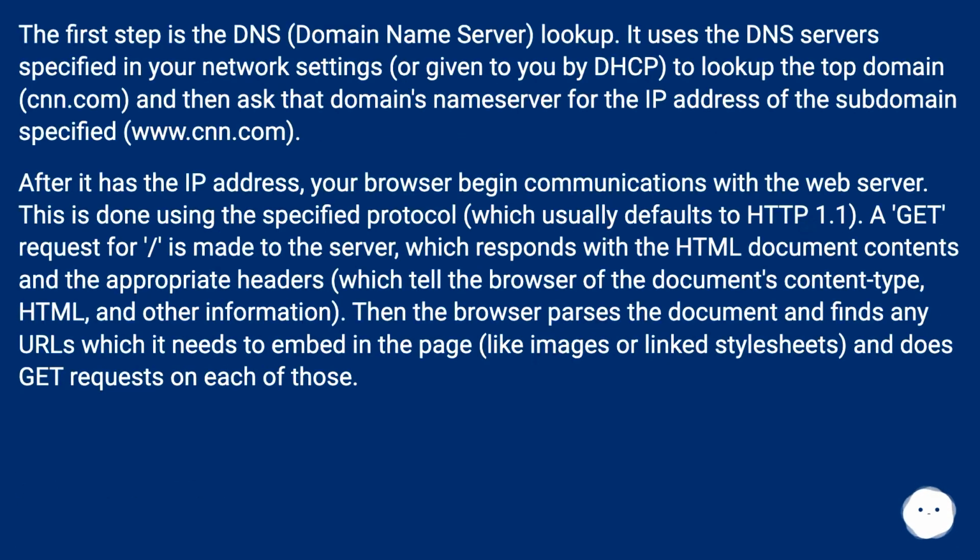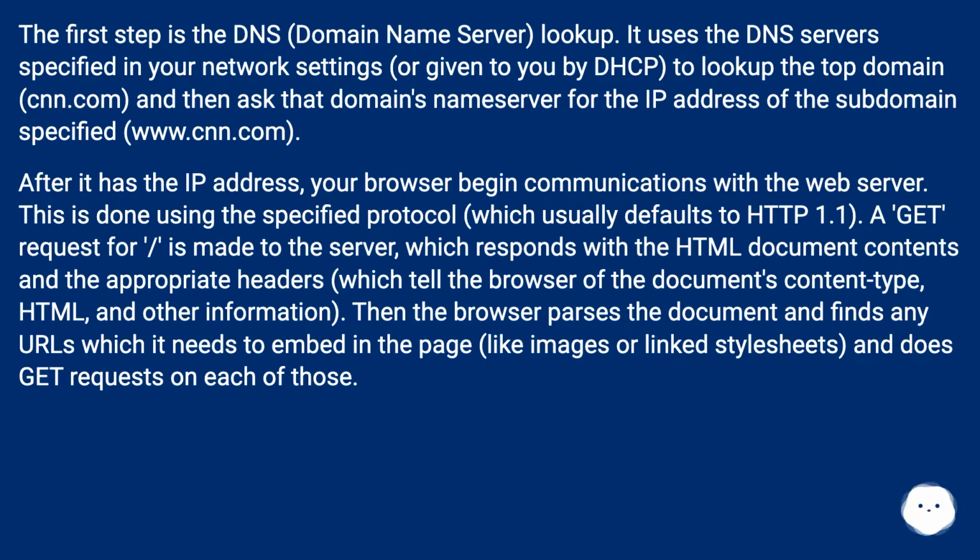The first step is the DNS, domain name server, lookup. It uses the DNS server specified in your network settings, or given to you by DHCP, to look up the top domain, cnn.com, and then ask that domain's name server for the IP address of the subdomain specified, www.cnn.com. After it has the IP address, your browser begins communications with the web server.